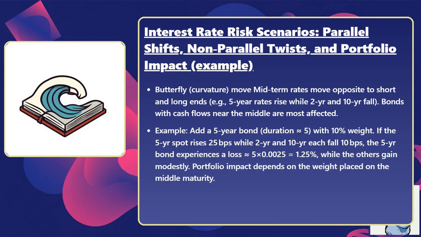Example: add a 5-year bond with a duration of about 5 and a weight of 10%. If the 5-year spot rises 25 basis points while the 2-year and 10-year each fall 10 basis points, the 5-year bond experiences a loss of approximately 5 times 0.0025, which is 1.25%, while the others gain modestly. Portfolio impact depends on the weight placed on the middle maturity.